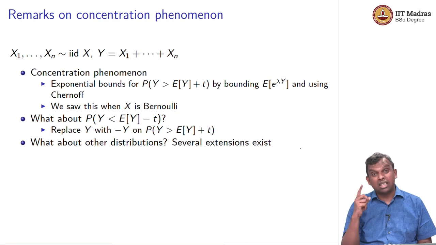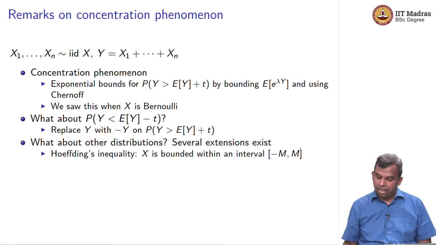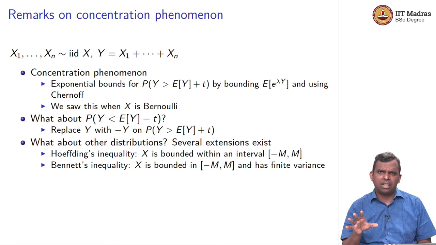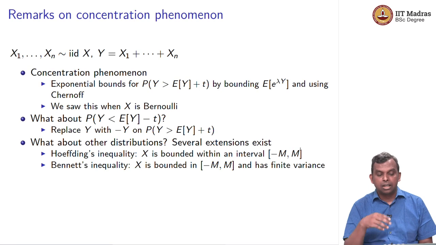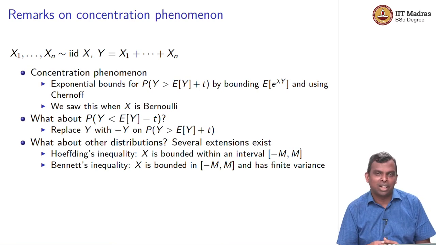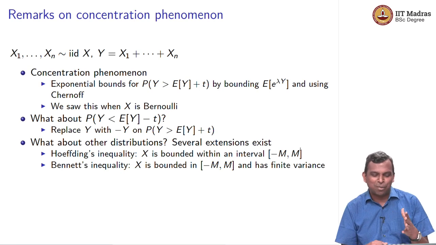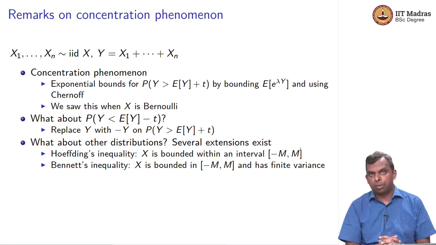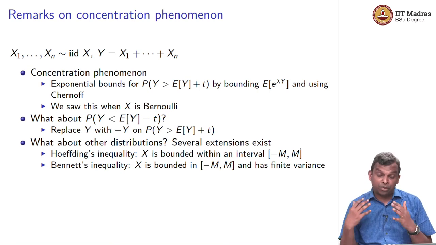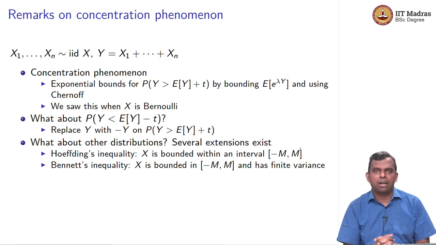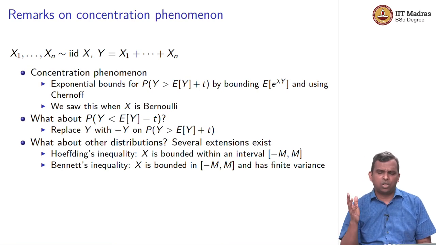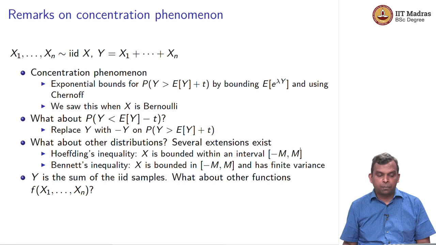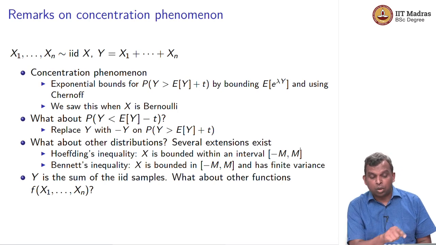What about other distributions which are not Bernoulli? Many extensions exist. This is a very strong research area. It's still active. A lot of people keep improving these bounds. There's something called Hoeffding's inequality, Bennett's inequality. You can see it's gone way beyond the Russian mafia, right? The whole world is involved now. Everybody's doing work on this. If your random variable is bounded, then the exponential concentration applies. If it's bounded and has finite variance, more sharp results apply, etc. So there's tons of work that's been done in improving this. Now here is what's more important to me.